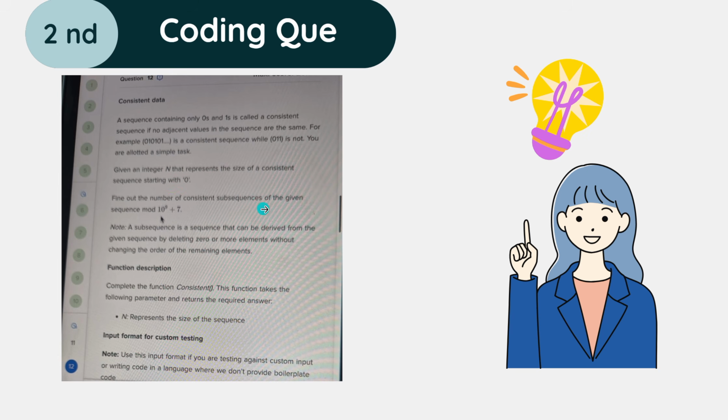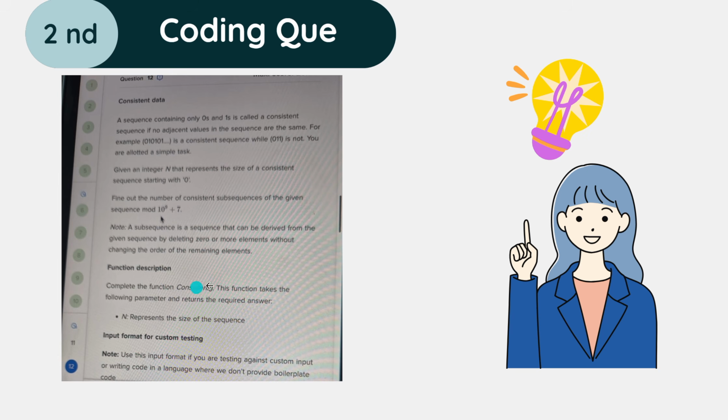Find out the number of consistent subsequences of the given sequence mod 10 to the power 9 plus 7. A subsequence is a sequence that can be derived from the given sequence by deleting 0 or more elements without changing the order of the remaining elements.